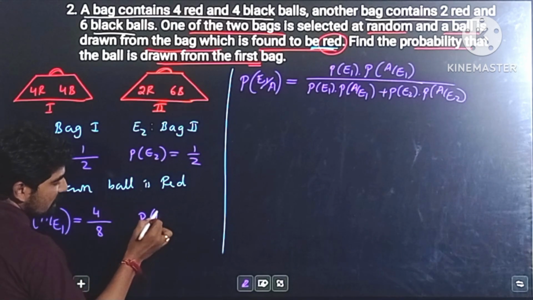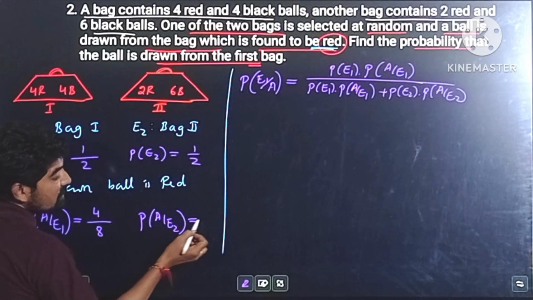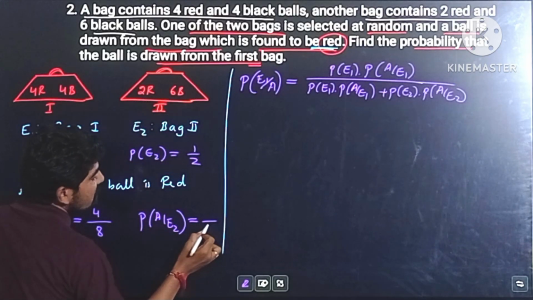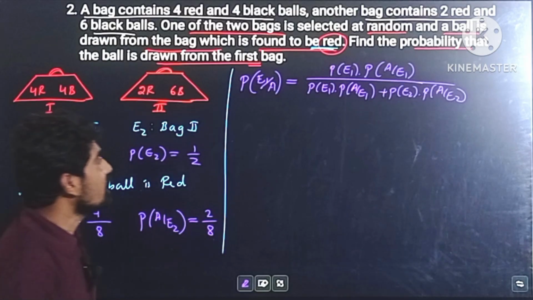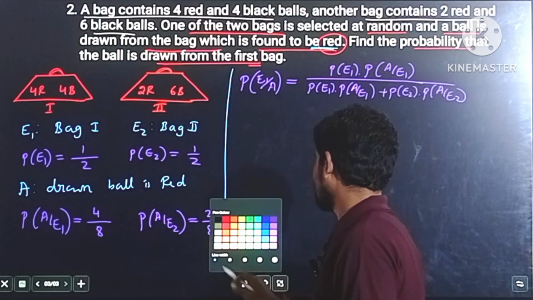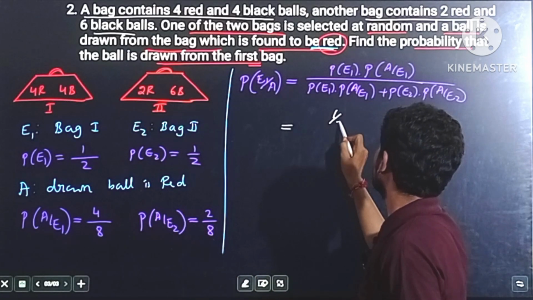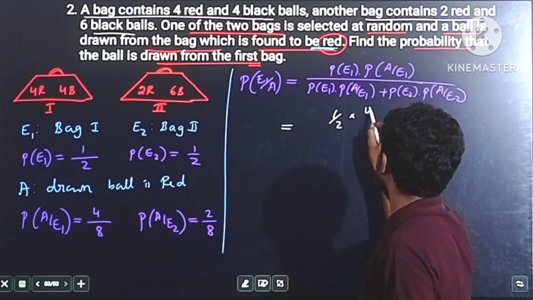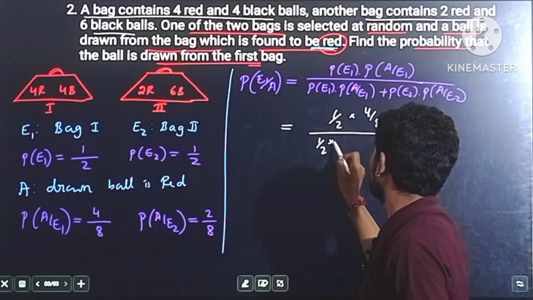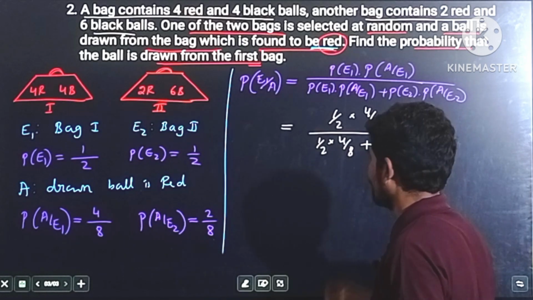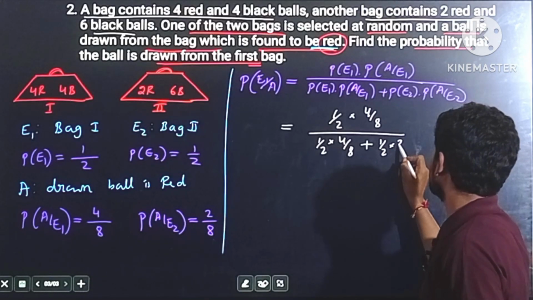Similarly, probability of A by E2 is the probability of the red ball given that it is drawn from the second bag. The total number of balls is 8, out of which 2 are red. So 2 by 8 is the value of probability of A by E2. Now substitute these values in probability of E1 by A: probability of E1 is 1 by 2 into probability of A by E1 is 4 by 8, divided by 1 by 2 into 4 by 8 plus probability of E2, 1 by 2, into probability of A by E2, 2 by 8.